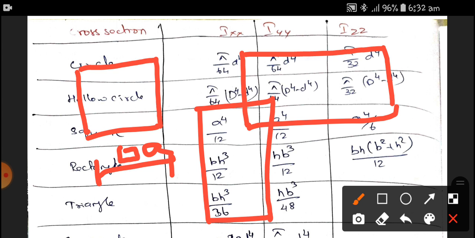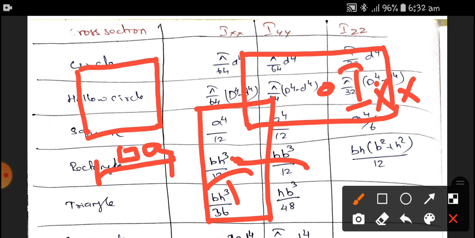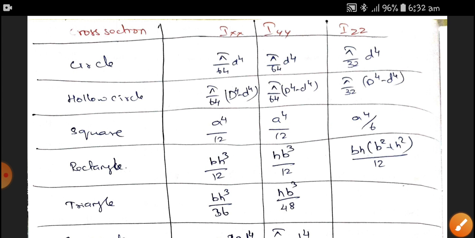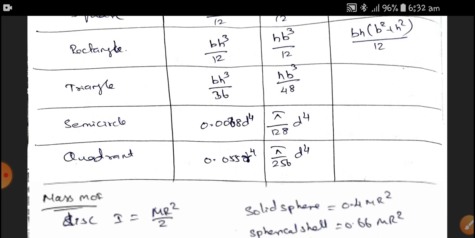That is why, in this case, this is for Iyy, this is for Ixx, this is for Ixx, and this is for Iyy. For this, the polar moment of inertia is b into h into b square plus h square divided by 12. Next, it is for the triangle.